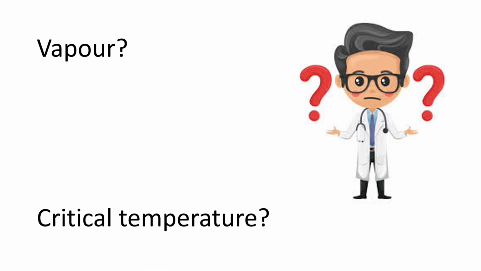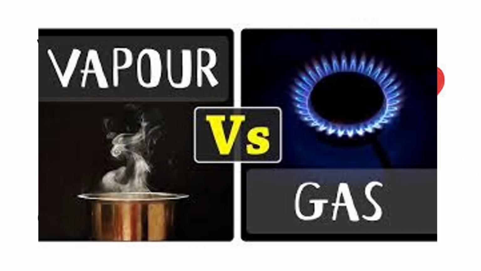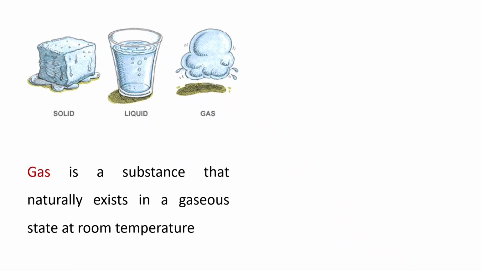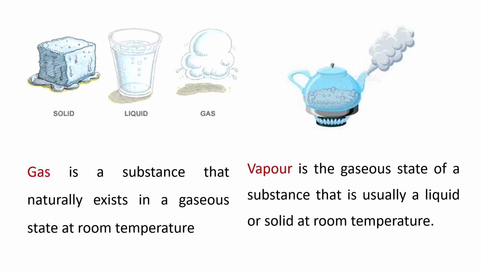Now, before going on to discussing vaporizers, we need to first understand some basic crucial concepts. First, let us understand what is the difference between gas and vapor. Are they the same? In simple terms, a gas is a substance that naturally exists in a gaseous state at room temperature, while a vapor is the gaseous state of a substance that is usually a liquid or solid at room temperature. Essentially, vapor is a gas that was once a liquid or solid, and it can condense back into its original state.